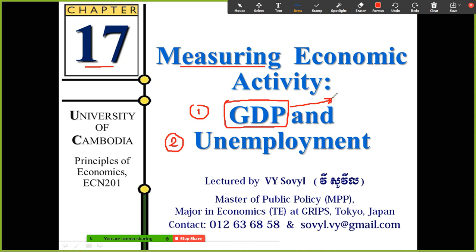from the first movie of chapter 17, I also mentioned GDP is a positive measurement, unemployment is a negative measurement. Why is GDP a positive measurement? Because when you see that the GDP for one country is a larger amount, maybe going up, becoming bigger and bigger in value, economic activity in this country will be more and more. That's why when GDP goes up, economic activity goes up. That's why this is a positive relationship. So GDP is a positive concept measurement.